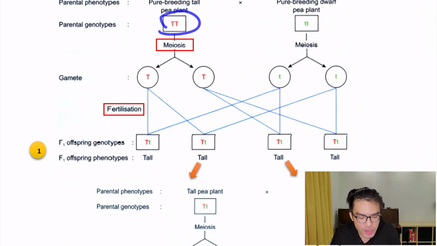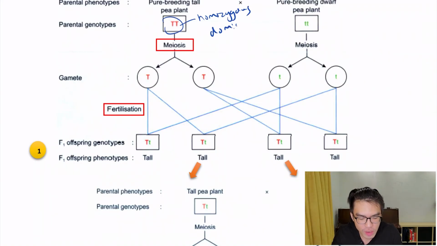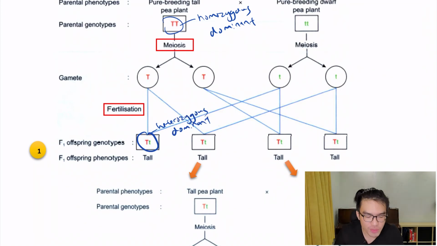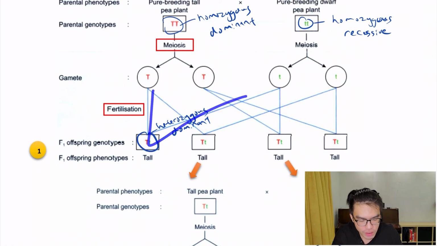He used a pure breed tall plant and a pure breed short plant. They crossed them together. By the way, if you have 2 big T, this is what we call homozygous dominant. Homo means same. And then when you produce this big T small t, this is what we call heterozygous dominant, which means different. Hetero means different. This one, of course, is called homozygous recessive, right? So this is when they cross.